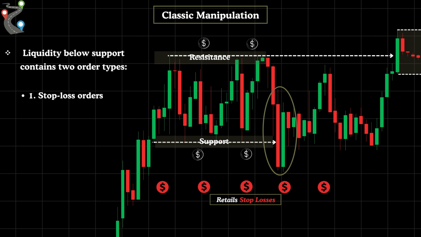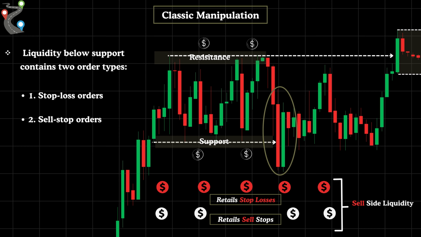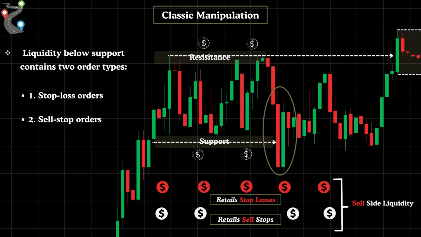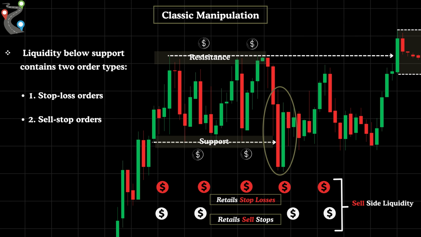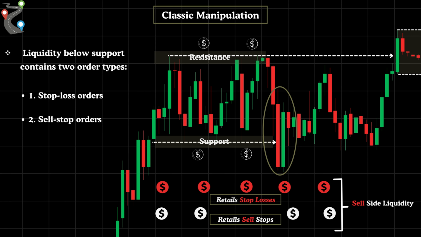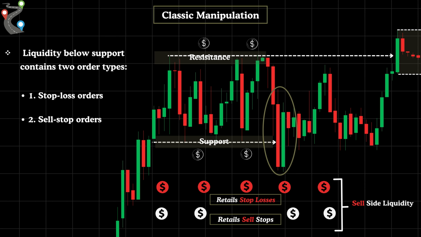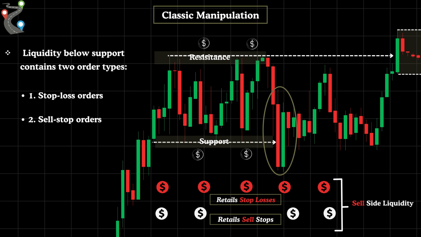It's important to note that the liquidity below support contains two order types. Stop-loss orders from traders who went long within the accumulation zone. Sell stop orders from traders anticipating a downside breakout. Because price passed through a manipulation stage, an IFC candle is connected to this move.